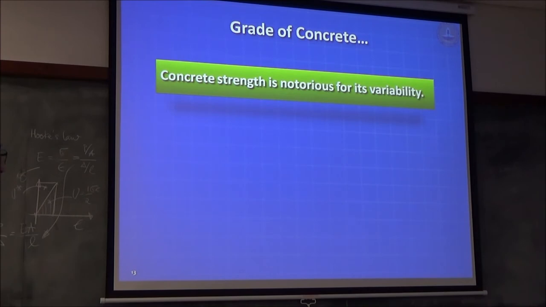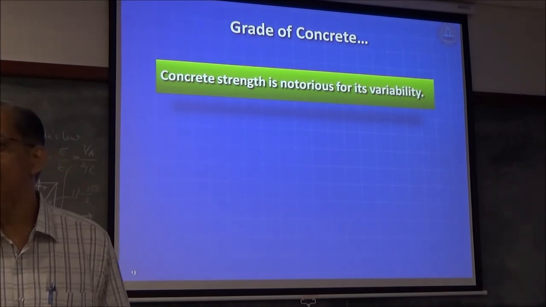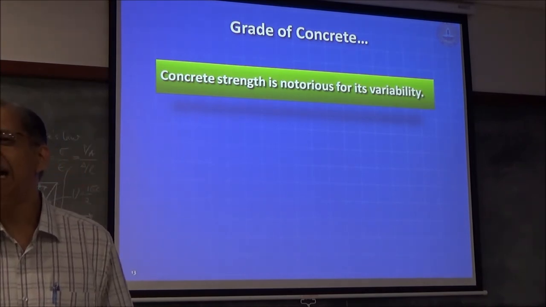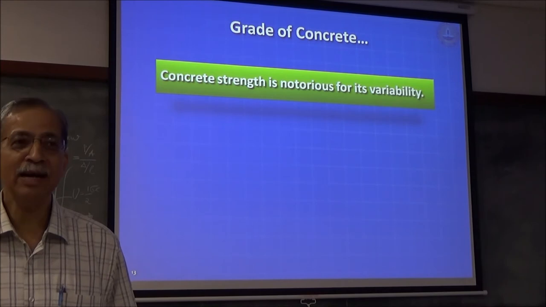Concrete strength is notorious for its variability. It's a strong saying. Notorious for its variability means what? Unreliable. Why unreliable?